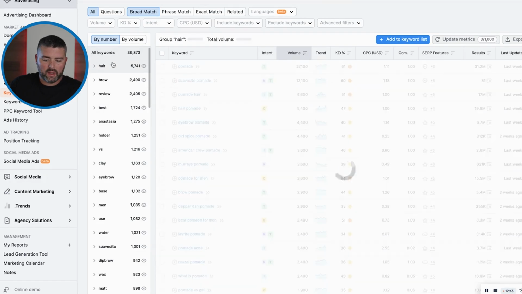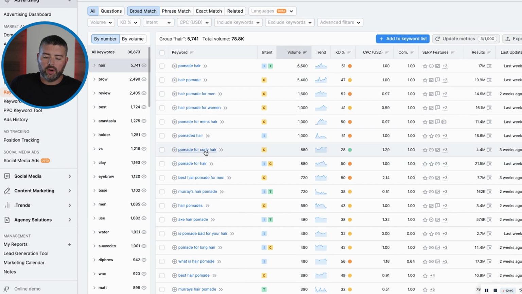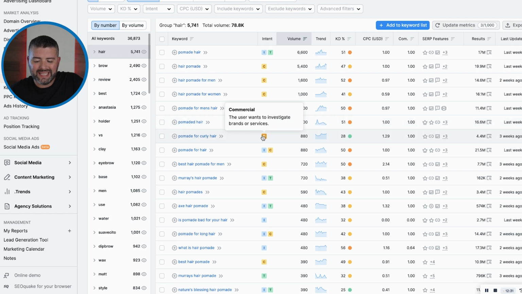So we can click on hair, which is going to narrow down best pomade for women, best pomade for men, curly hair, hair, best hair pomade, and we need to understand the purchase intent. So with that, we're seeing on the side we have $1.29 cost per click. Pomade for curly hair, that is commercial. They are looking for something to solve the problem of their curly hair.